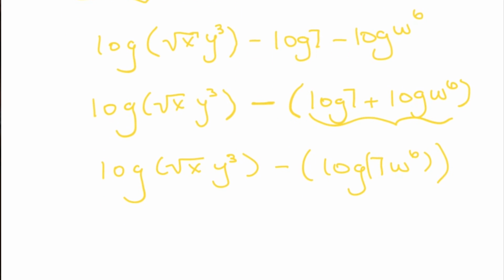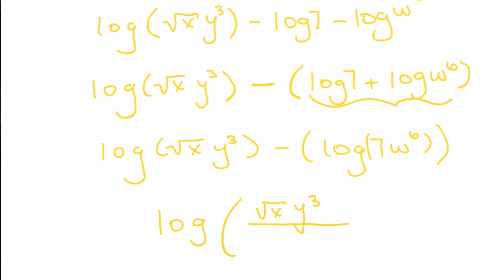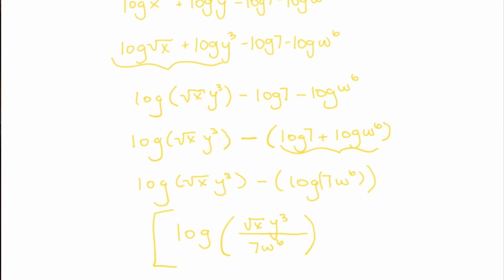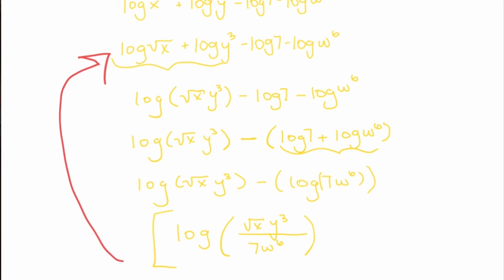And then finally, that minus means that when we condense this, square root of x y cubed will be on top, and then 7w to the 6th will be on bottom. So that's our answer.